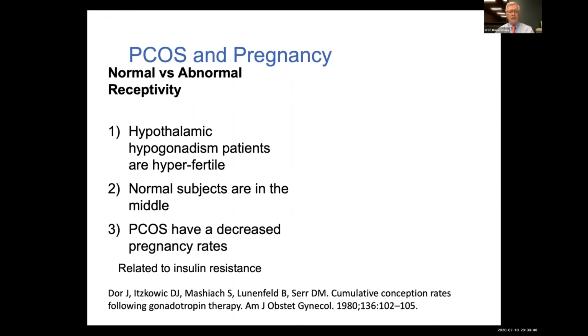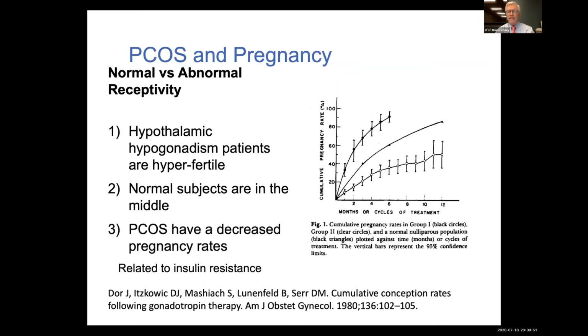So PCOS is an interesting subset of patients who seem to have implantation problems. If we look at this study by Dorr from 1980, a very old study, we see that hypothalamic patients in the upper bar, when they are stimulated to ovulate, are hyperfertile. They get pregnant at a much higher rate. One of the reasons they're so fertile is because they tend to not have endometriosis, having never menstruated.